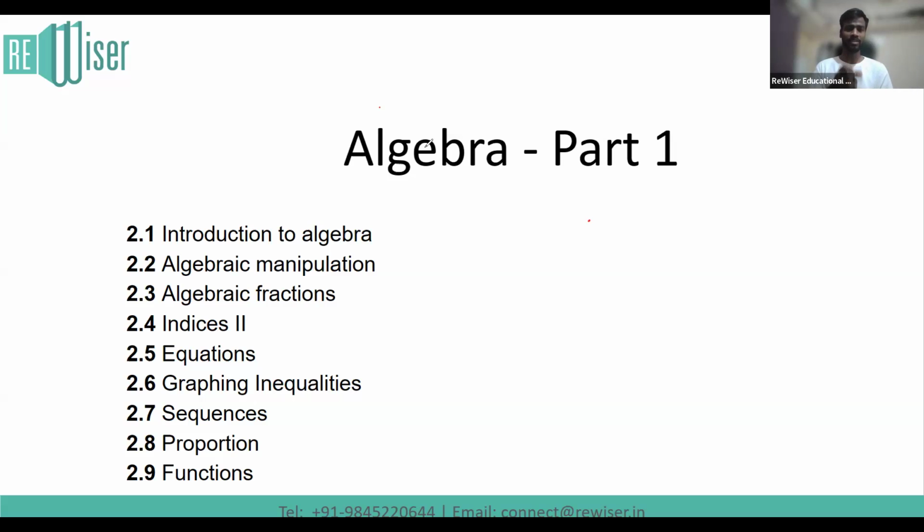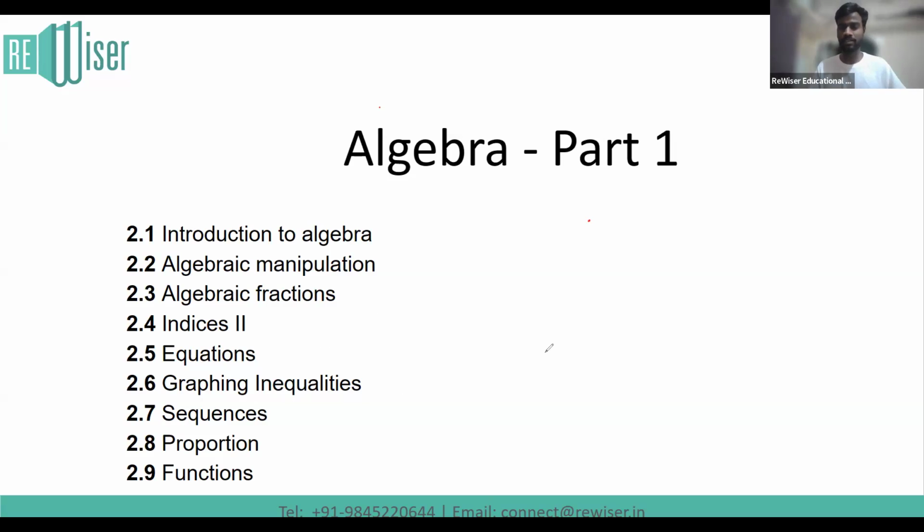In this recording, in this class, we are going to look into algebra part 1. These are the concepts that we are going to briefly cover, and I will be mentioning only the key pointers, which are very important from the exam point of view. We are also going to work on a few questions from past year papers based on these concepts.